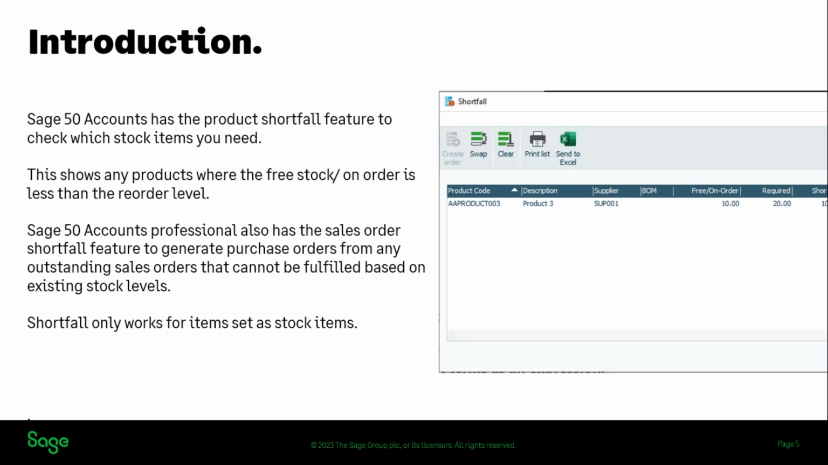Now, it will only work for items that you've set as stock items. So if you've got products that are set up as service or non-stock, then the shortfall feature won't work for those. They have to be set up as a stock item so that it can trace the activity on the item and the stock in and out for you. So just bear that one in mind.